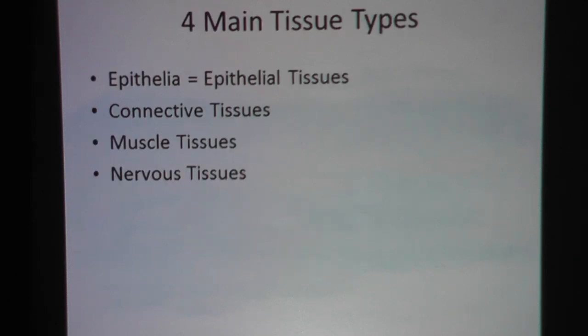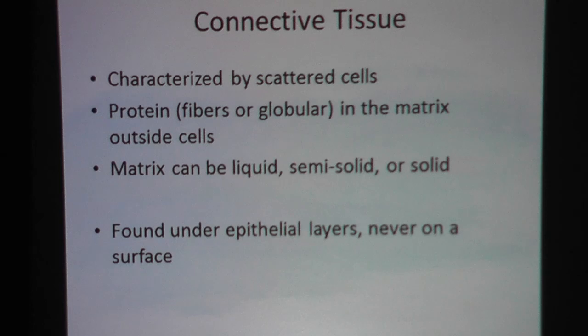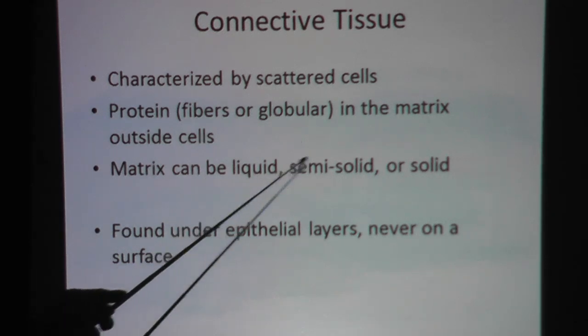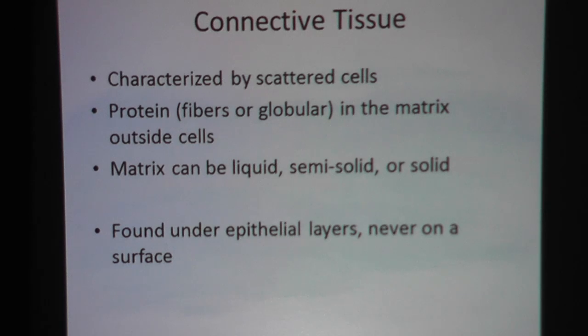There are four main tissue types in the body. We have epithelial tissues, connective tissue, muscle tissues, and nervous tissues. Remember, connective tissue has scattered cells, and sometimes a matrix, that's the space outside the cell. Outside the cell, the matrix can be liquid, solid, or semi-solid. Because we're talking about bones, this would definitely be a solid matrix.